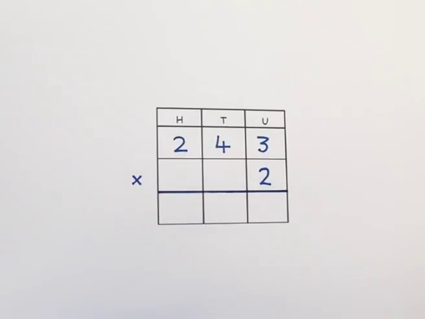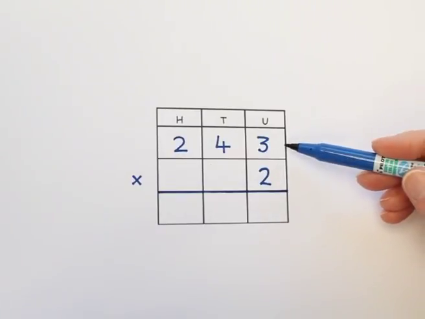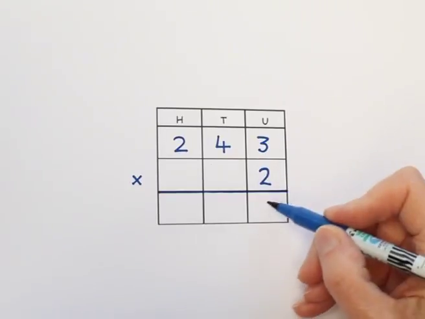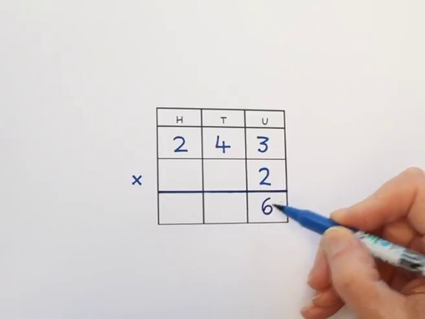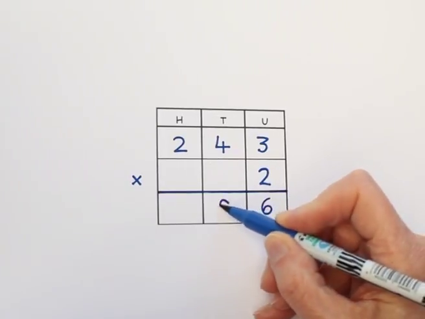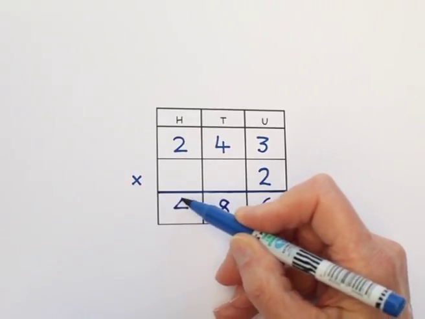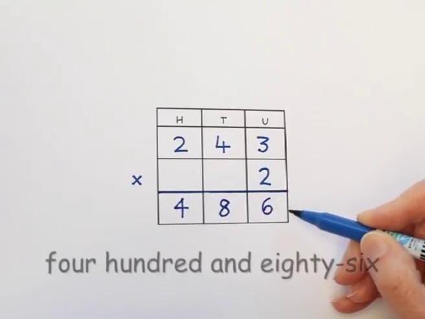Here's the next example, 243 times 2. 2 times 3 is 6. 2 times 4 is 8. And 2 times 2 is 4. 486.